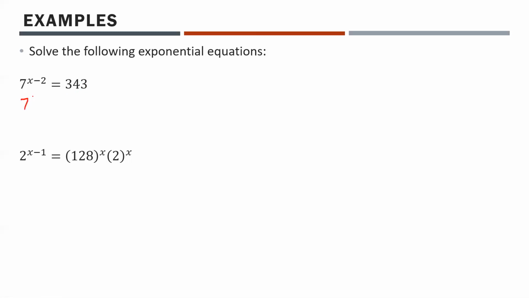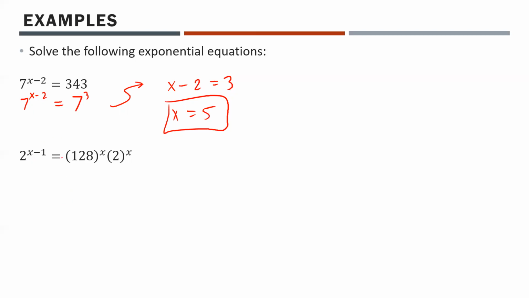So that means 7 to the power of x minus 2 equals 7 to the power of 3. Therefore, ignore your bases, and we can say x minus 2 is equal to 3. Add 2 on both sides, that means x is 5. That one wasn't too bad. Gave us a whole number at least. There you go. Next one, this one's a little beefier.